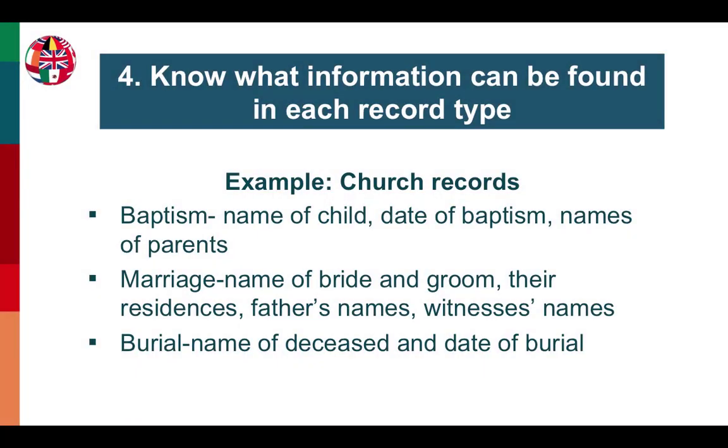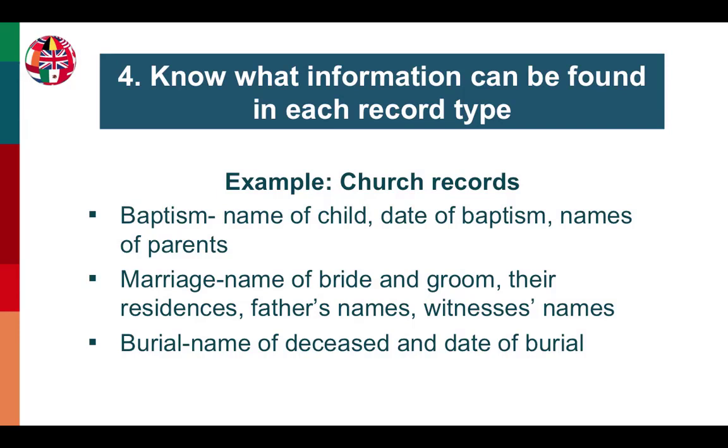All right, number 4, know what information can be found in each record type. We're going to just continue with the example of church records. So church records are a record type, but within church records you have baptisms, marriages, and burials. So you need to know if I'm looking in church records, am I looking for a baptism, marriage, or burial, and what kind of information can be found for each of those.